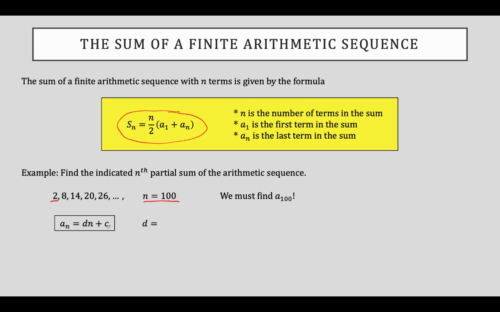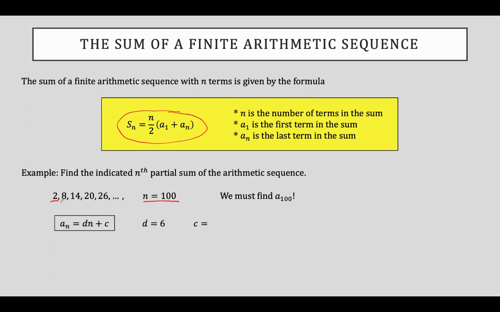D, the common difference, can be found by taking one term and subtracting the previous term: 8 minus 2, or 14 minus 8, or 20 minus 14, or 26 minus 20. All of those give us our common difference d, which is equal to 6. We must also find c. Now recall that c corresponds to what would be the y-intercept of our sequence, or the 0th term.